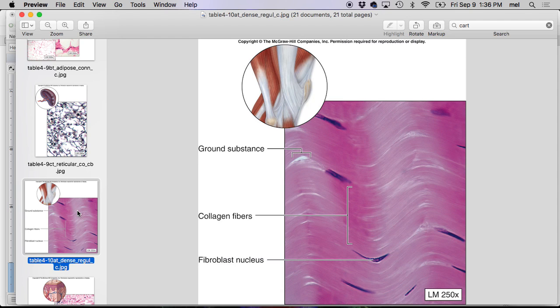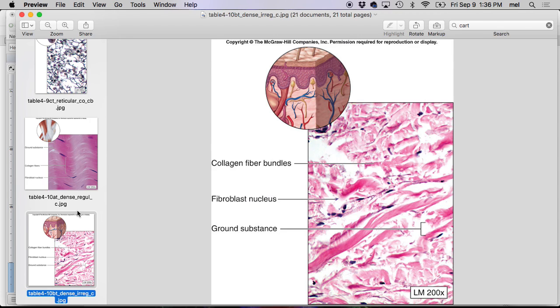So they need to be strong and they can't be stretchy, which is all well and good as long as you don't hit them from a side that they didn't expect to be hit from. And then you can have problems. So this is dense regular connective tissue. And then dense irregular connective tissue: instead of taking all the fibers and running them the same direction, you run bundles of fibers different directions.